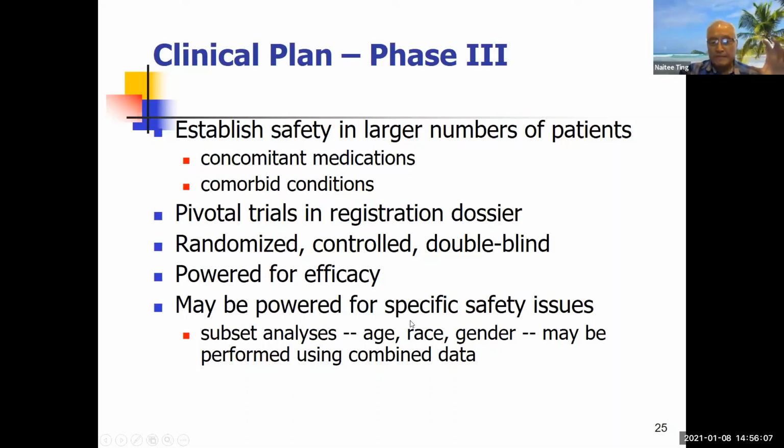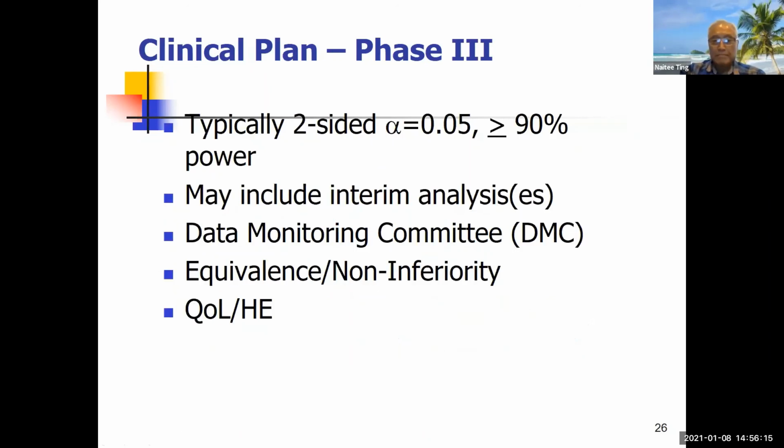Sometimes you power for safety, that's a different setting, right? And you perform subset analysis. So that's your phase 3 setup. Phase 3 typically has two-sided alpha 0.05, greater than or equal to 90% power. Now, in clinical trials, other than bioequivalence and biosimilarity, the clinical trials are one-sided in nature, because if your test drug is worse than placebo, you're not going to develop it. So that means one-sided alpha 0.025, greater than or equal to 90% power.